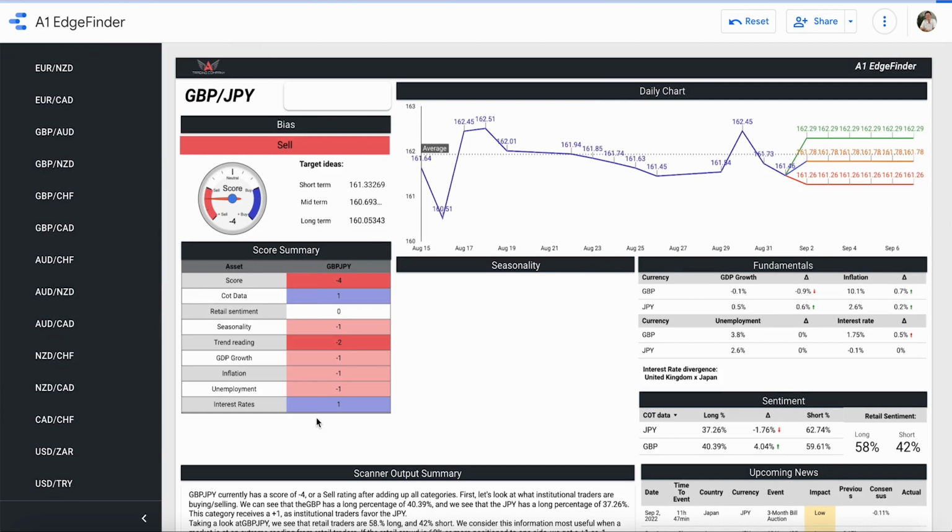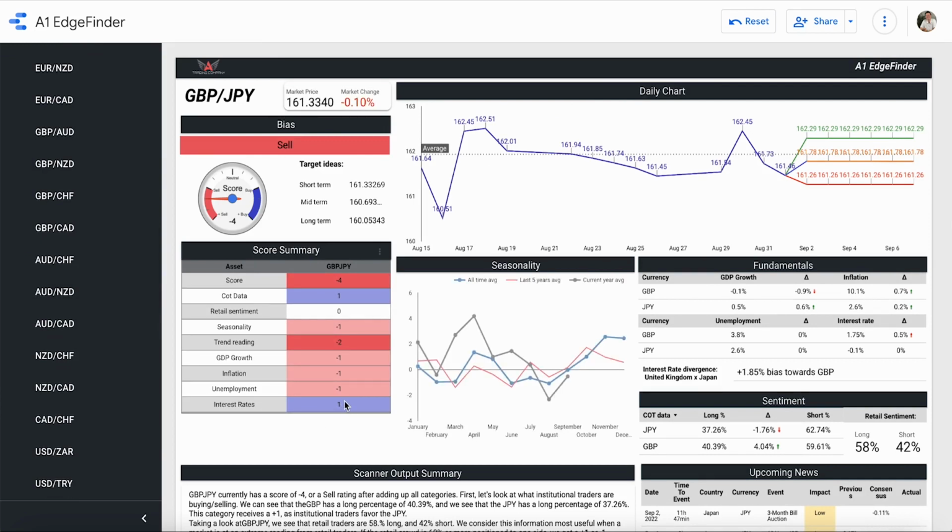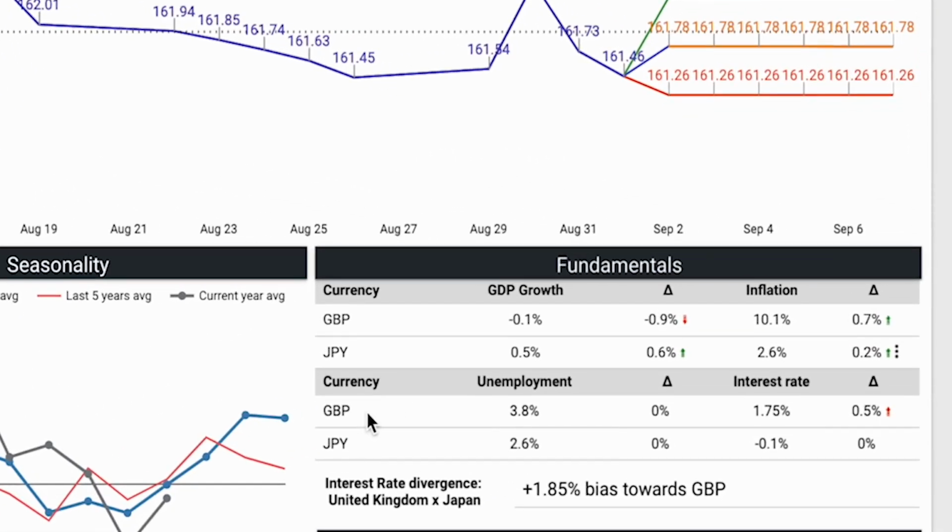So GBP JPY is a +1 interest rate because, like I just mentioned, this is the pound against the yen, and if the first currency's interest rate is higher than the second, that is a plus. If the second currency's interest rate is higher than the first, it is a negative. So we can see here, pound against the yen, the pound has a 1.75% interest rate, while the yen has a negative 0.1% interest rate. Not negative 10%, negative 0.10%, excuse me.